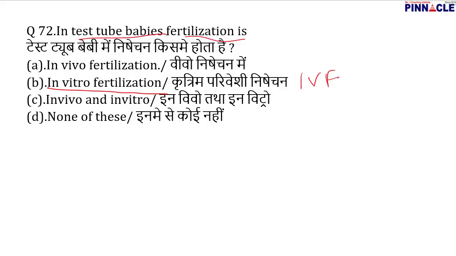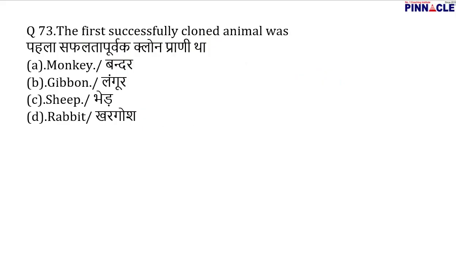After question number 72, let's move to question number 73. The question is: the first successfully cloned animal was what? The first successfully cloned animal was a sheep, and it was named Dolly. Its coded name was 6LL3, and it was the first mammal which was cloned successfully. Remember its name, Dolly. That sheep was called Dolly. So question number 73, C, is the correct option.